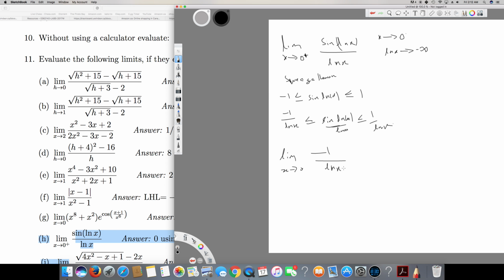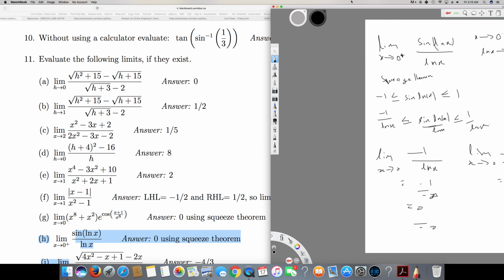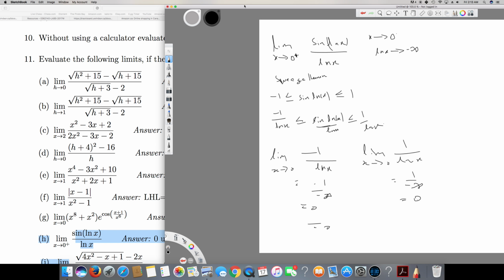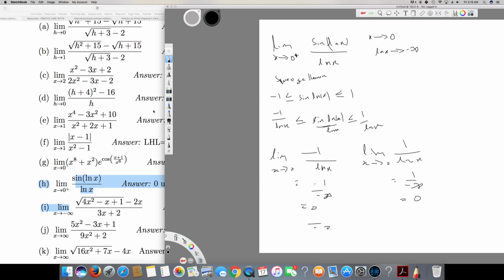If I take negative 1 over ln x, as I said before, when x approaches 0, ln x approaches negative infinity. So if I put negative 1 over negative infinity, this will become 0. Same thing goes for 1 over ln x. The limit as x approaches 0 of 1 over ln x will become 1 over negative infinity, which is 0. Therefore the limit is 0. So that's how they got the answer, using the squeeze theorem.